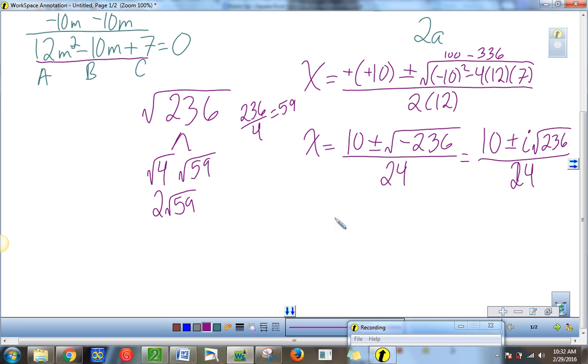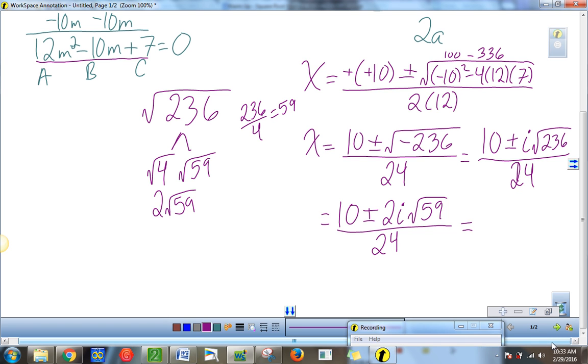So this changes into 10 plus or minus 2i square root of 59. Don't have to break 59 down more, but can you? I think it's prime. Okay, there's one more piece that you can do to this.